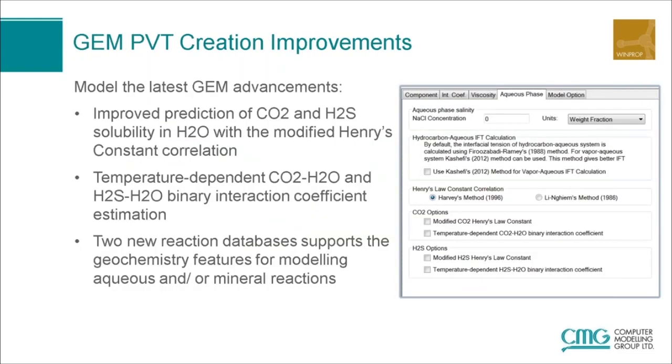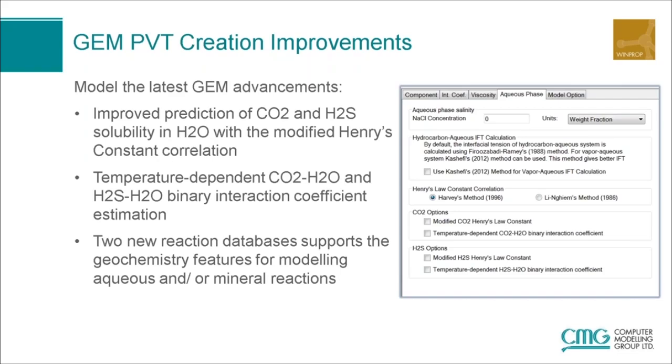So we have three more options here where WinProp has been upgraded to be able to assist users with GEM PVT creation. The first two are dealing with carbon dioxide and hydrogen sulfide. So the first one here is we have improved prediction of the solubility of carbon dioxide and H2S in water for Henry's law. And basically the Henry's constant correlation for these two components, CO2 and H2S, has been extended to be accurate over a much larger range of pressure and temperature than previously was available.